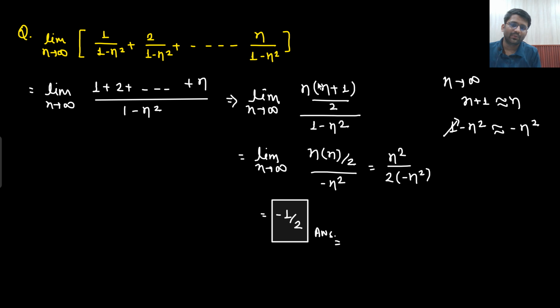Sir, I thought simply do the addition, n into (n plus 1) divided by 2, over 1 minus n square. Then I thought, sir, n is tending to infinity. My intuition says 1 can be ignored. This downward 1 can also be ignored. This became n square by 2. This became minus n square. Simply getting cancelled out. Answer is minus 1 by 2. That's it.